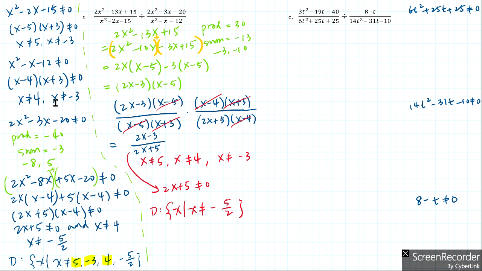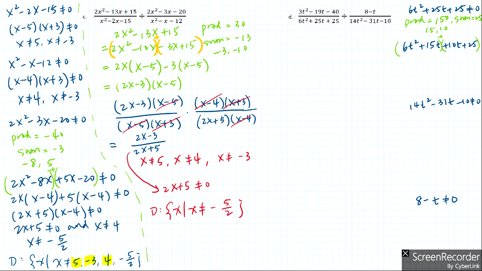So okay, let's look at the AC method parts. Here for the first one, we want the product to be a times c, which is 6 times 25, or 150. We want the sum to be 25. And if we want to have that result, we can think about the factors of 150, which turn out to be 15 and 10. So if we have the numbers 15 and 10, that means we can rewrite the expression as 6t squared plus 15t plus 10t plus 25, and we don't want that to be equal to 0.